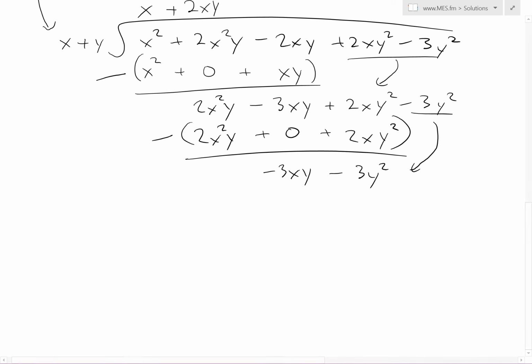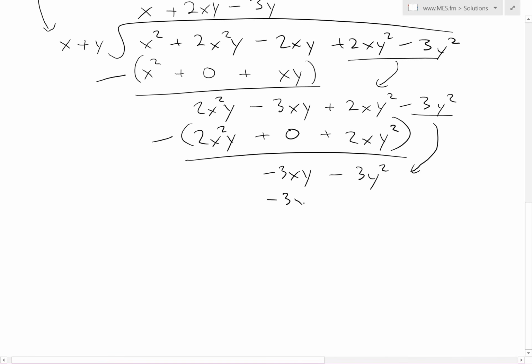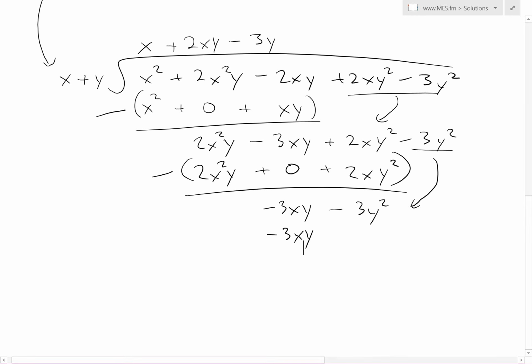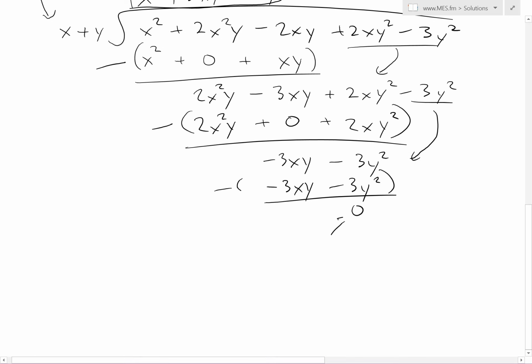Now we keep doing the exact same thing. We need to multiply a term over here by x to get negative 3xy. So we would do negative 3y. Negative 3y times x is negative 3xy. And negative 3y times y is negative 3y squared. Now we subtract these out. These are the exact same terms, so they cancel and we get 0. So what this means is the answer is this top one, and there's no remainder right here. So I'll write that down.